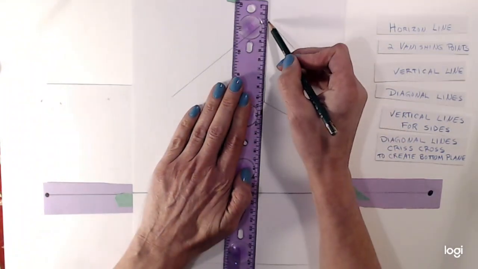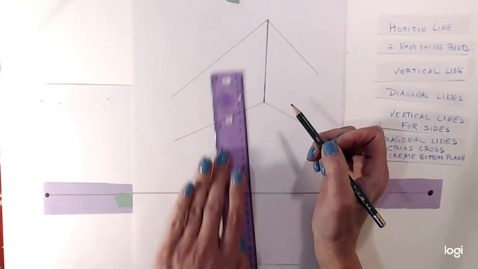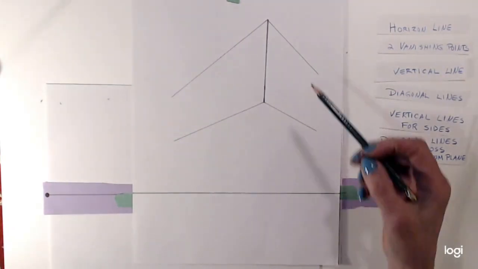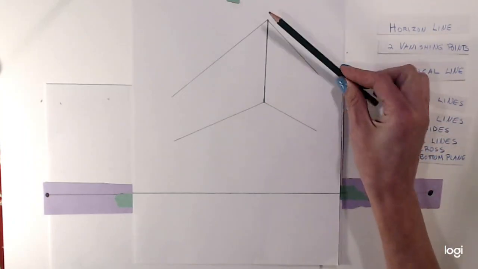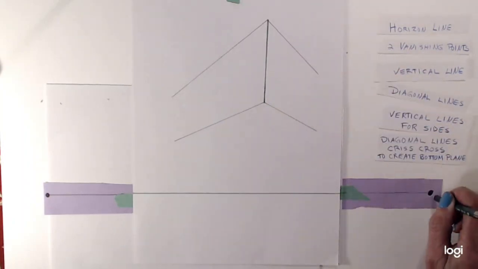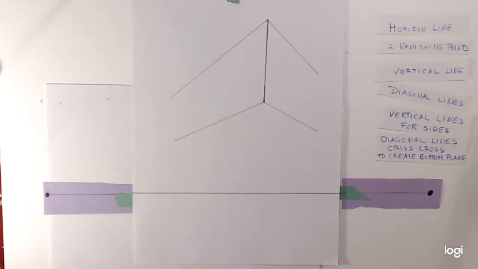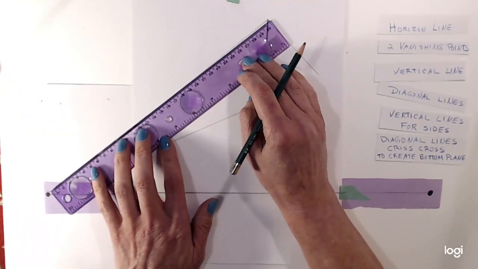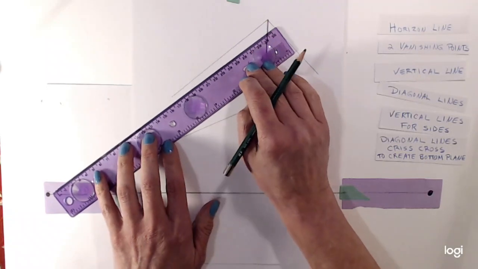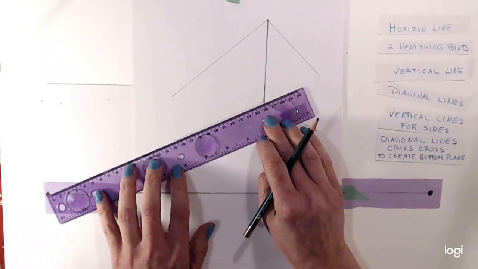The next step is to draw your vertical line like this. And then for each top and bottom of each vertical line, you're going to have a diagonal line that recedes back to the vanishing point on each side. So if you line the ruler up, you can see it would go right to that vanishing point. And same thing with the bottom.